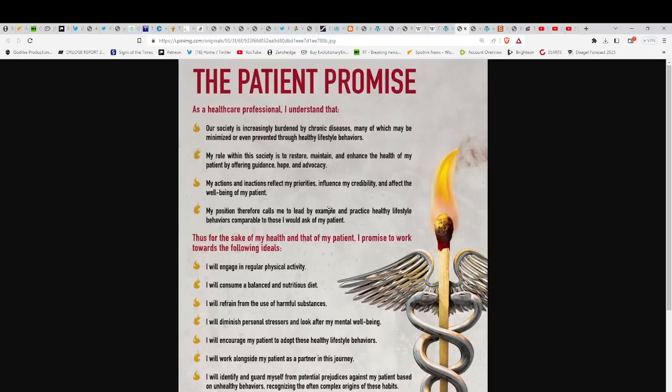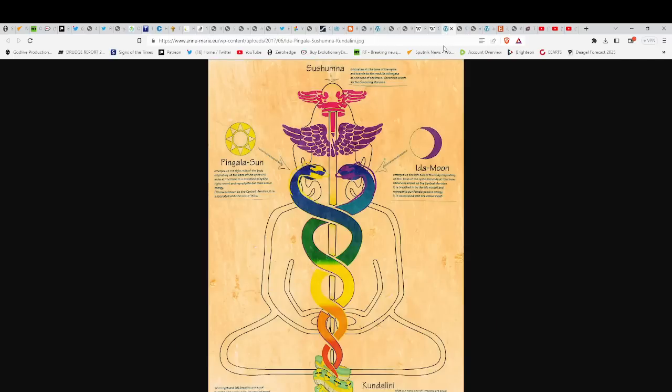My position therefore causes me to lead by example and practice healthy lifestyle behaviors compared to those I would ask of my patient. Have you ever seen some of the health czars on this planet? They are some of the most unhealthy looking people you can imagine, and they're put into positions that should be exemplary, where you should be the very definition of what health looks like. Yeah, everything in the system is truly a travesty.